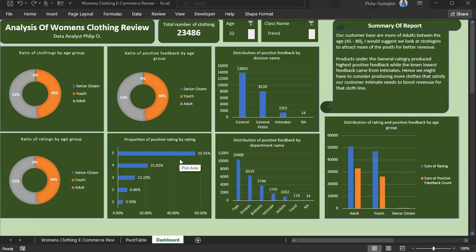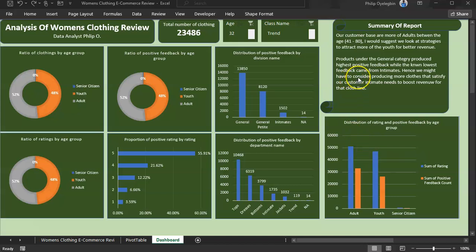Proportion of our positive ratings by rating, so this is giving us the proportion of our positive rating from the total ratings we've gotten, and also the distribution of positive feedback by the division's name, and that's the distribution of positive feedback by department name also. And the last one is the distribution of ratings and positive feedback by age group.